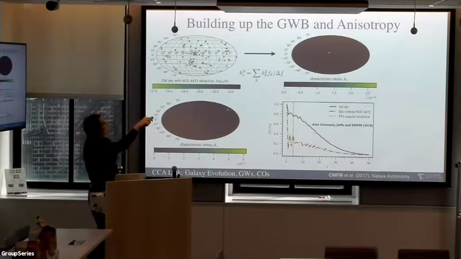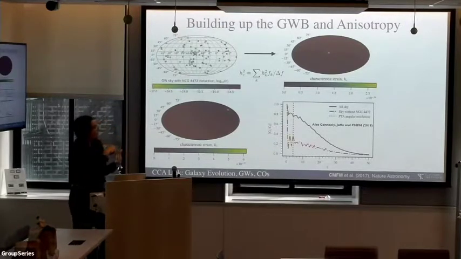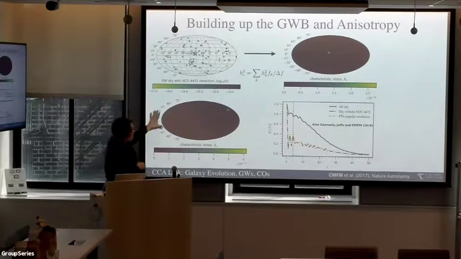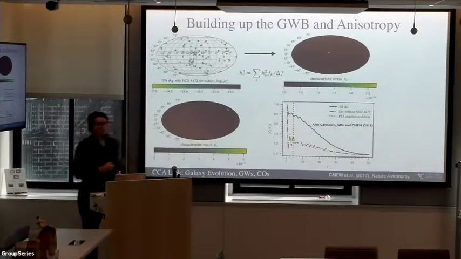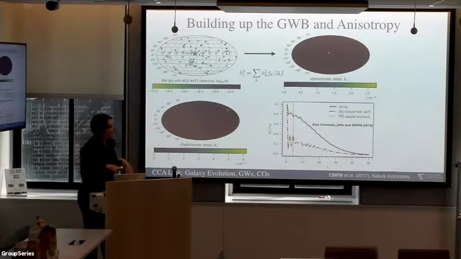And when you turn this particular realization into a background, you can see it's dominated by this single source right here. If you don't have this kind of outlier universe where you have a loud source, if you have a more typical universe that doesn't have it, you can see this kind of CMB-like map of the gravitational wave background. This would be the picture of the anisotropy in the background.